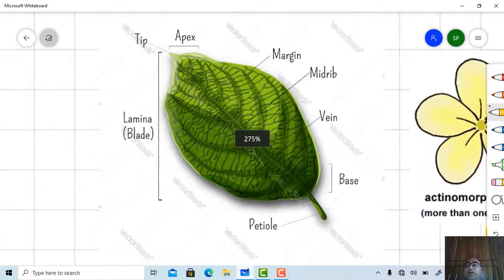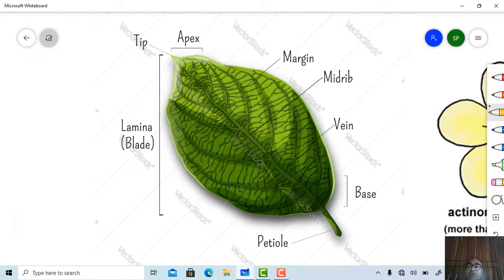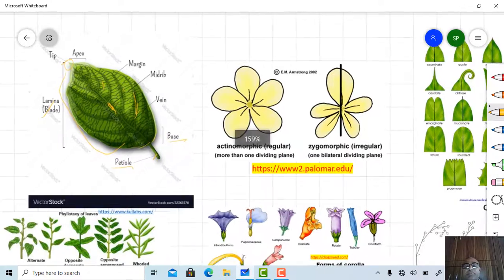This is a typical leaf. This one is the stalk of the leaf, which is called the petiole. Then this part is generally considered the base of the leaf. The entire part is called the lamina or blade of the leaf. This is the tip region or apex region. Then these are the margin. This one is the mid-rib, and these are considered veins. So this is about a typical leaf.